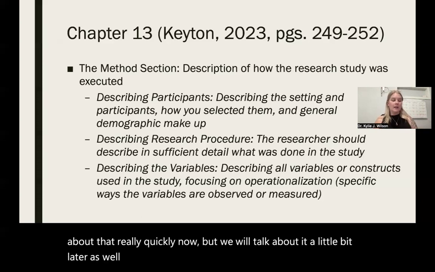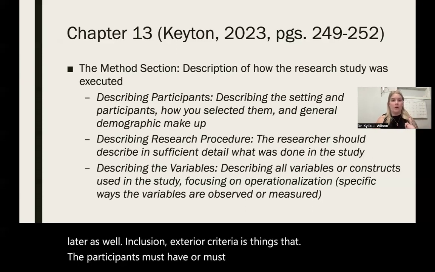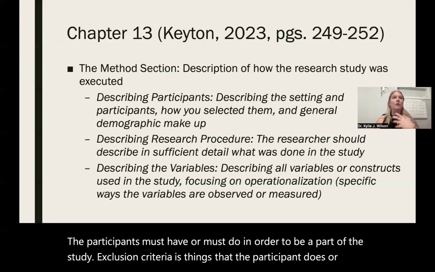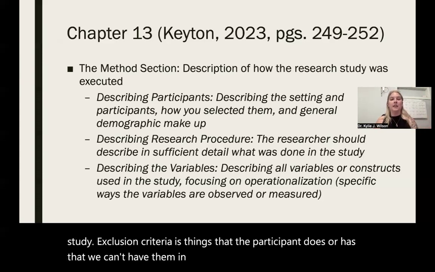Inclusion criteria are things that the participants must have or must do in order to be a part of the study. Exclusion criteria are things that the participant does or has that we can't have them in the study because we need to control for that.